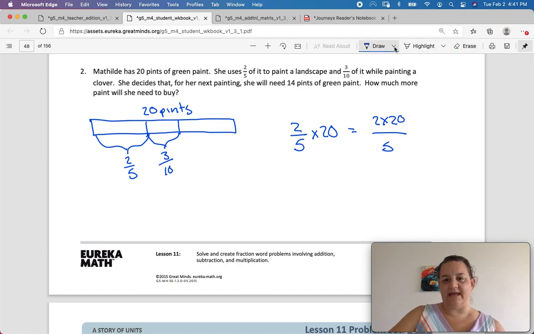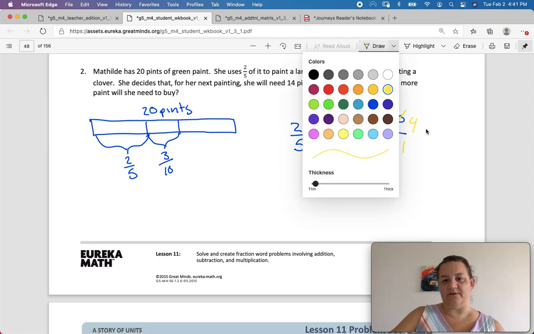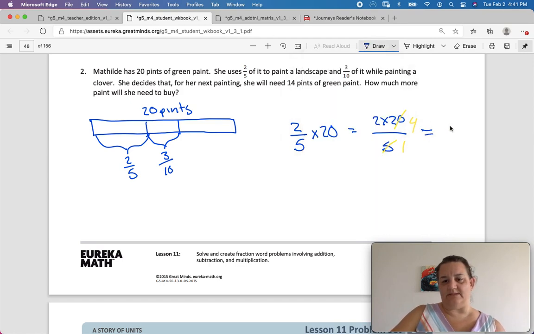And I can now simplify that to 4 and this to 1. And if you don't know how I did that, that's something you need to ask me about. And I'm going to do this, and that's 8 over 1 equals 8. So for the landscape, she used 8 pints.